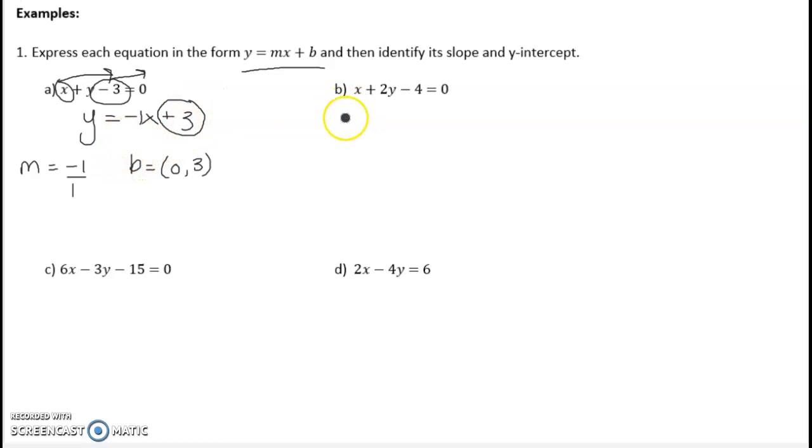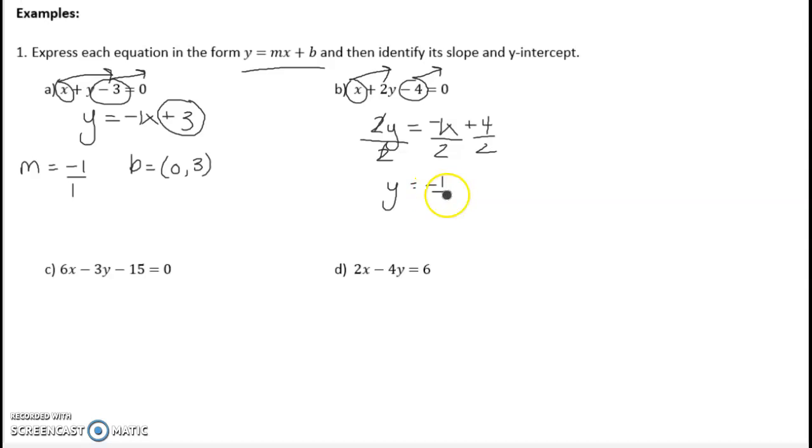Okay, next one, b. So I'm going to keep the 2y on this side, and I'm going to bring everything else over. So this x moves over, turns to a negative x. This negative 4 moves over, turns to a positive 4. So we have to do one more step here. This has 2y, and we need to solve for just y. So that means we have to divide by the number in front. So if you divide it by 2, we have to divide everything by 2. So 2 divided by 2 is 1y. There's always a 1 in front, so this can stay negative a half x, and then positive 4 divided by positive 2 gives us positive 2.